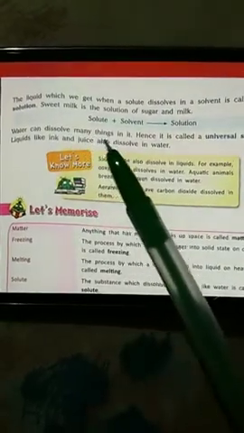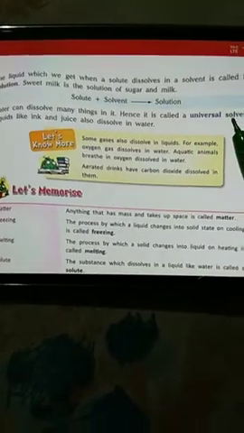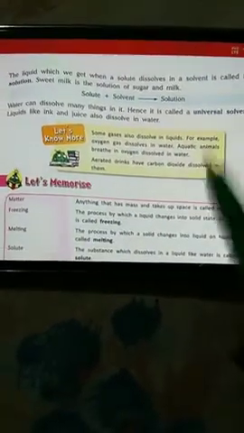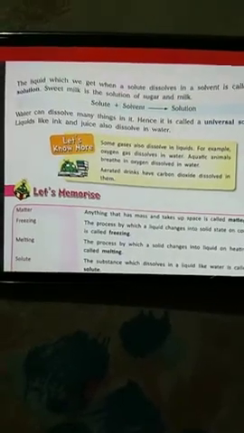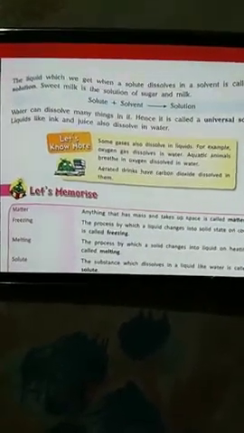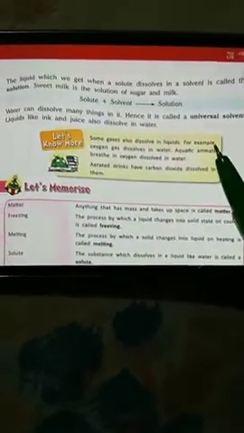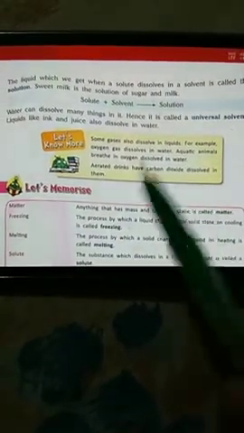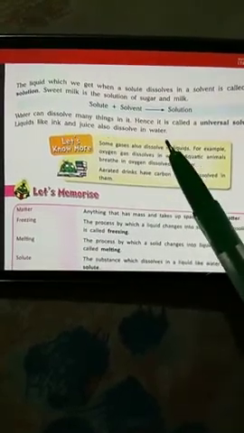Water can dissolve many things in it. Hence, it is called the universal solvent. In water, we can dissolve salt, sugar, milk, juices, ink. That is why water is known as the universal solvent. Liquids like ink and juices also dissolve in water.